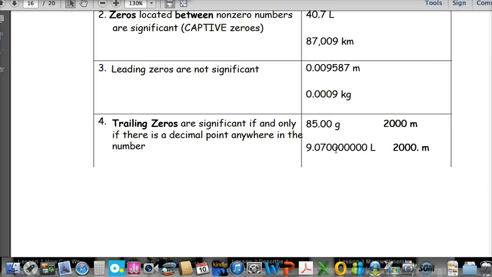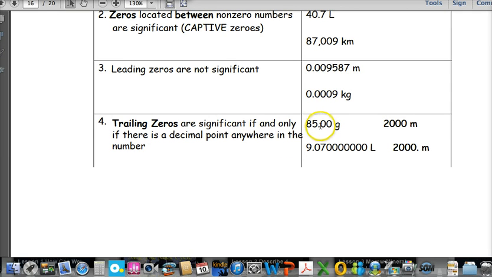Trailing zeros are the most difficult. Trailing zeros are zeros that are at the end of a number, and you can see four examples here. Again, if this is not what is written in your notes, cross out what you have and just put this in because I simplified it. Trailing zeros are only significant if there is a decimal in the number. It doesn't matter where the decimal is. As long as there's a decimal in the number, the trailing zeros are significant.